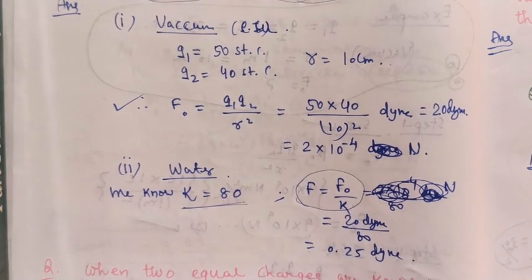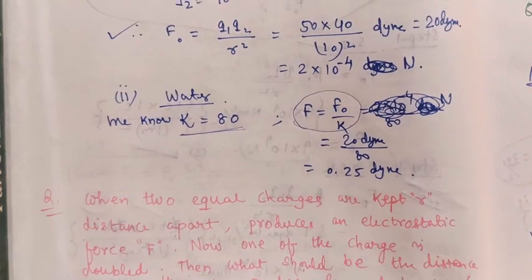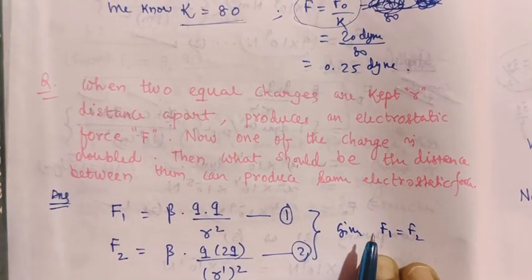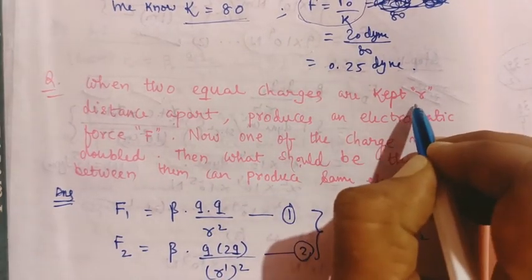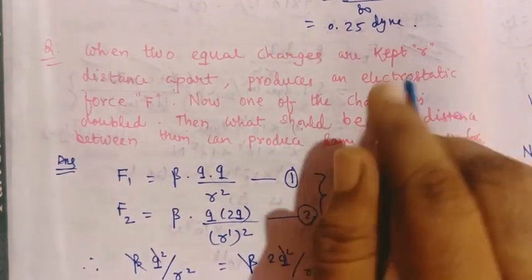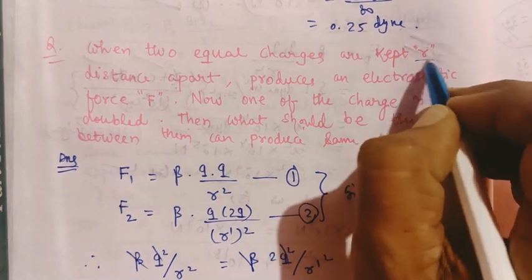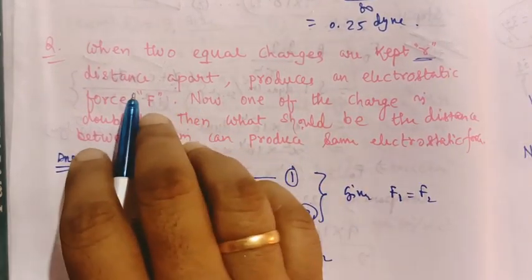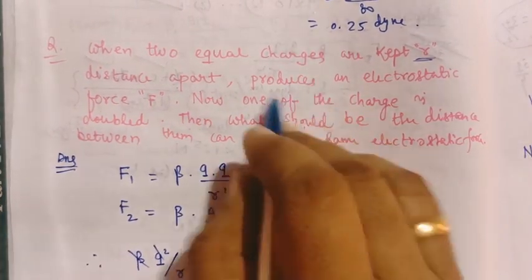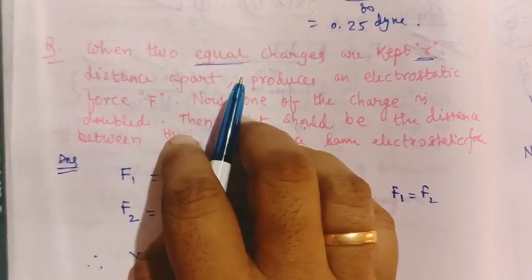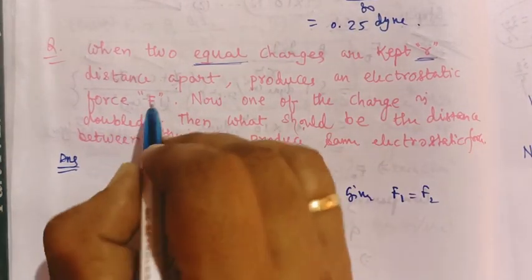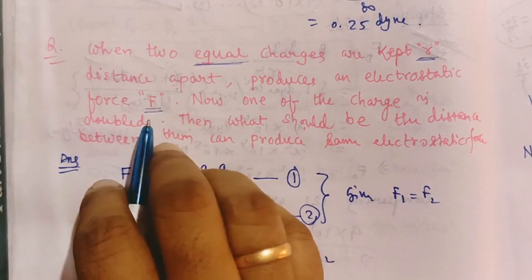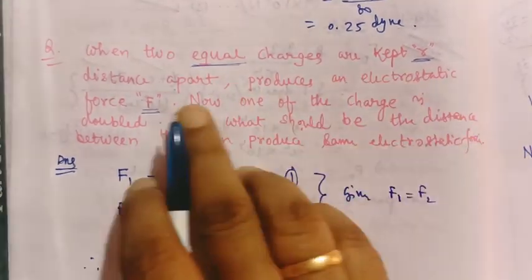Okay. Now the next problem. When two equal charges are kept r distance apart. This type of question is asked in boards. Listen carefully and check it. When two equal charges, meaning they have the same magnitude and same nature, are r distance apart, they produce an electrostatic force F. This is your data: same charge, distance r, force is F.